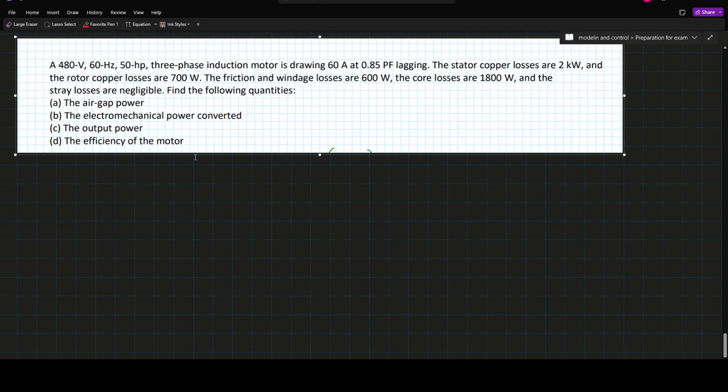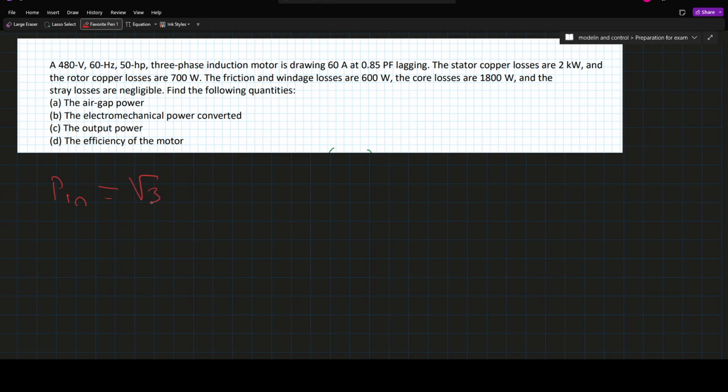Okay, now we are gonna start with some exercises. Here they are giving us a three-phase induction motor drawing 60 amps. Okay, and they're asking us the air gap power, the electromechanical power, the output power, and the efficiency of the motor. So first, we can figure out the power that is going into the motor.